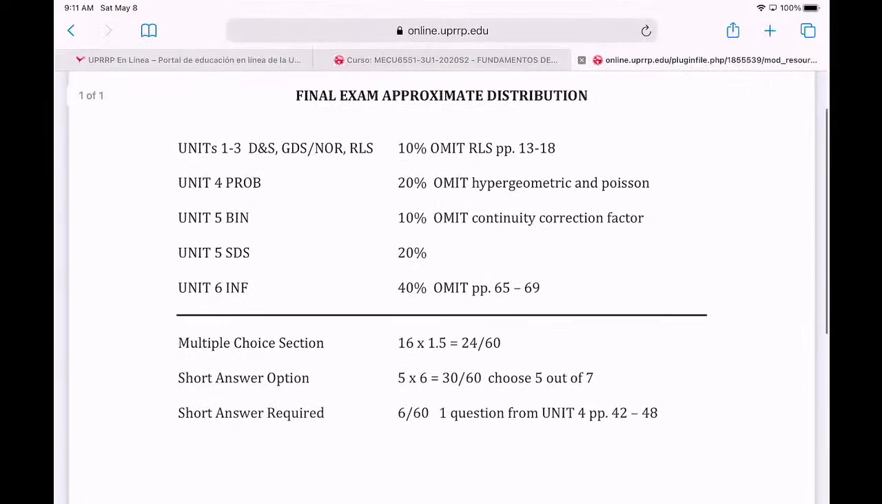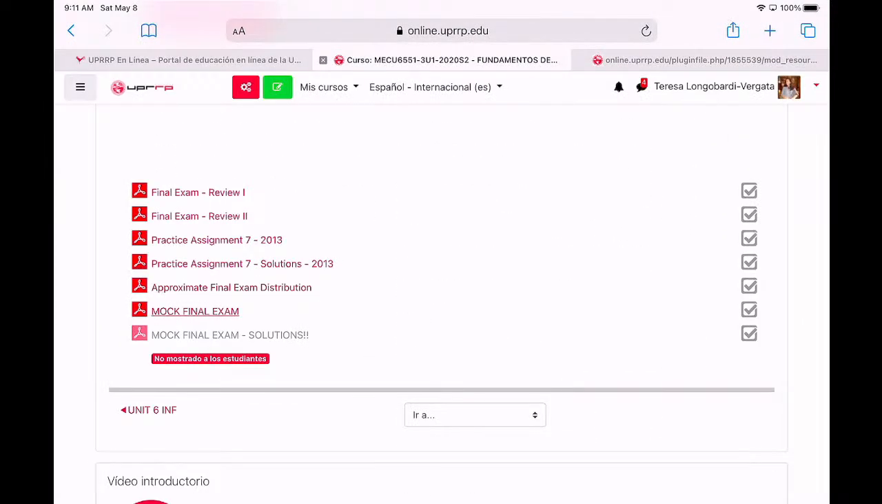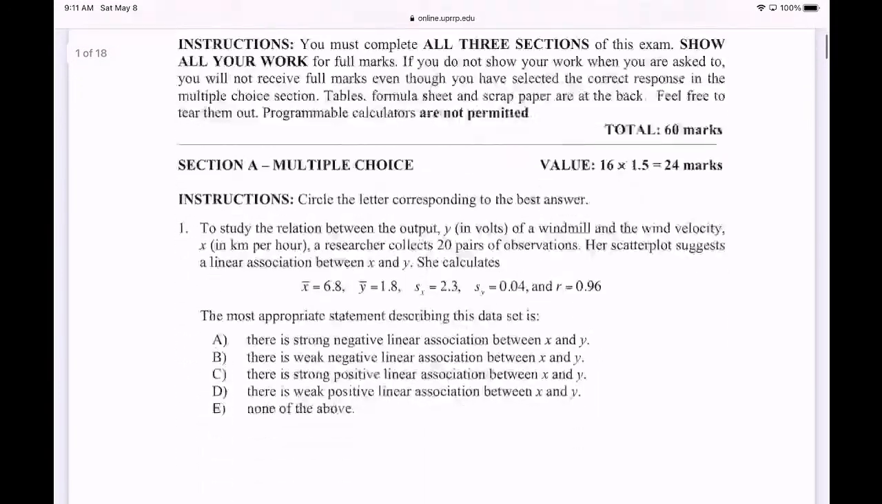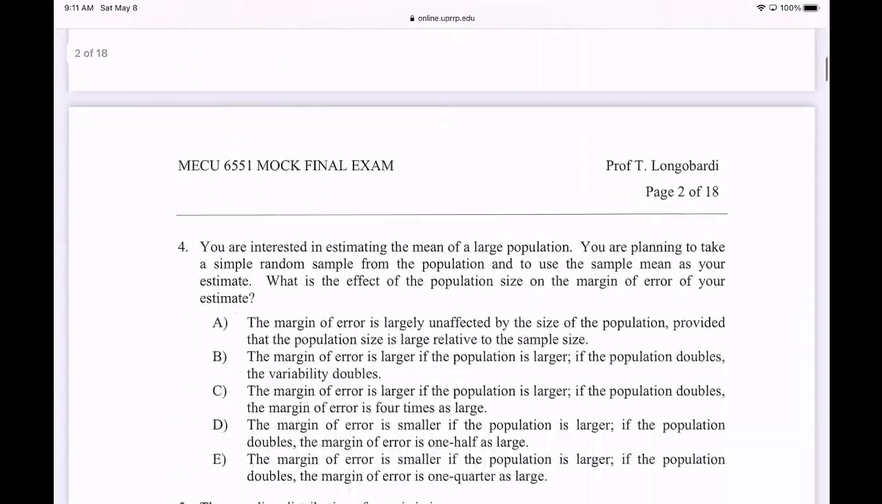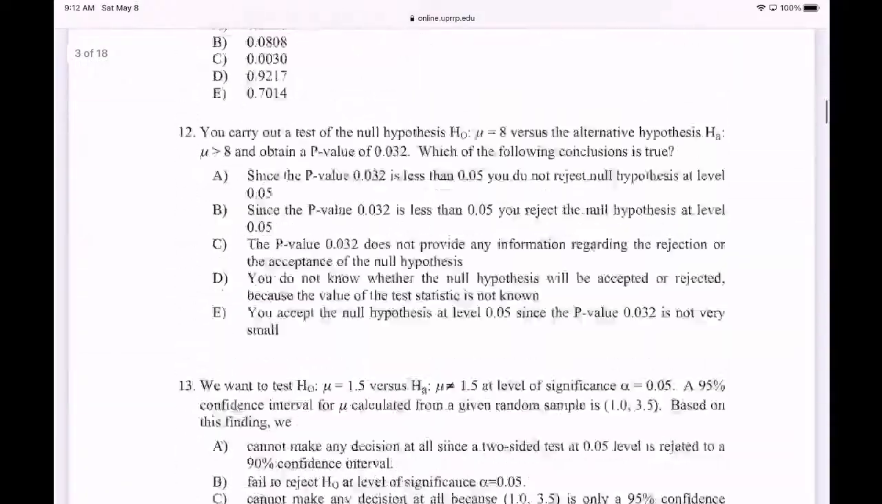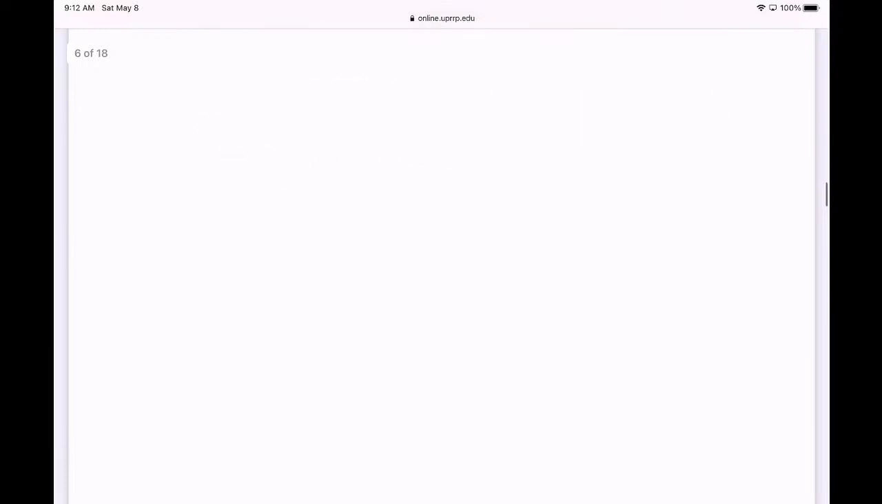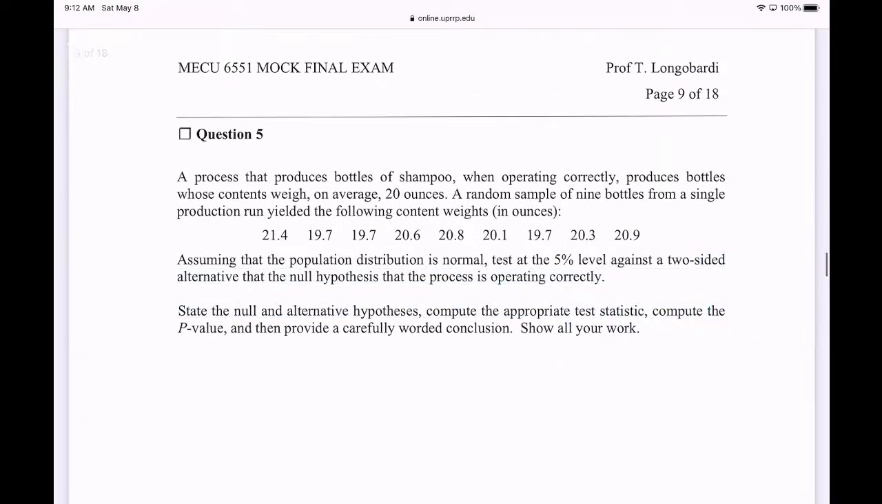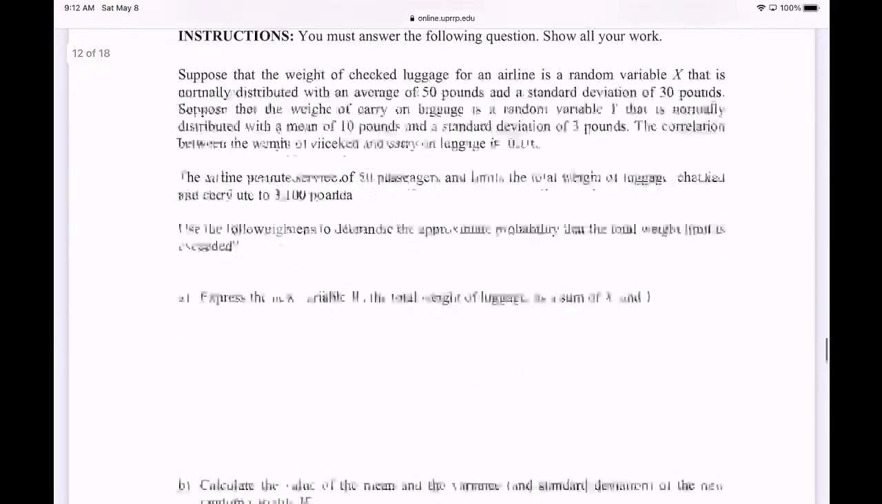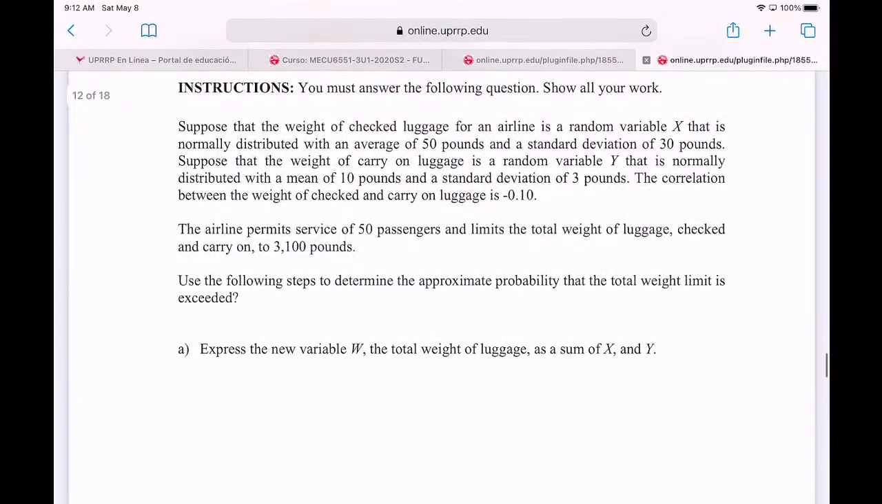And you can have an idea using the mock exam of what it's going to look like. So this is the exam. You can sit and try this and see if you can complete it in 3 hours, which is really the allotted time. You're going to have more time, but you should be able to finish this in 3 hours. So you see that's section 2, and then the second section, and then the last part, part C, is to solve a problem using the rules of means and variances. So you should practice that.